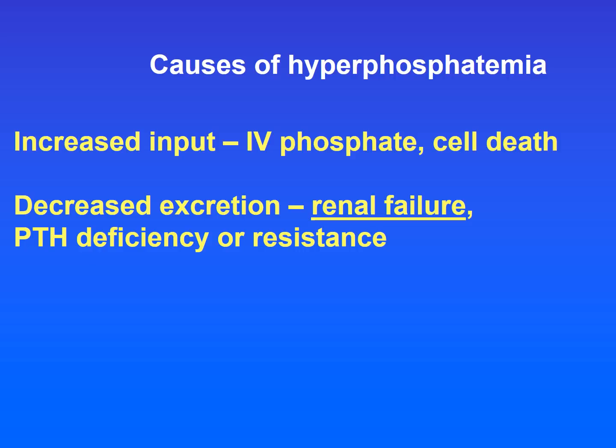Much more important as a cause of hyperphosphatemia is impaired excretion, and remember the kidney is the main organ involved there. So most commonly, impaired renal function. Once the eGFR gets down below around 30 mL per minute, serum phosphate tends to rise, and hyperphosphatemia is a very common biochemical accompaniment of impaired renal function.